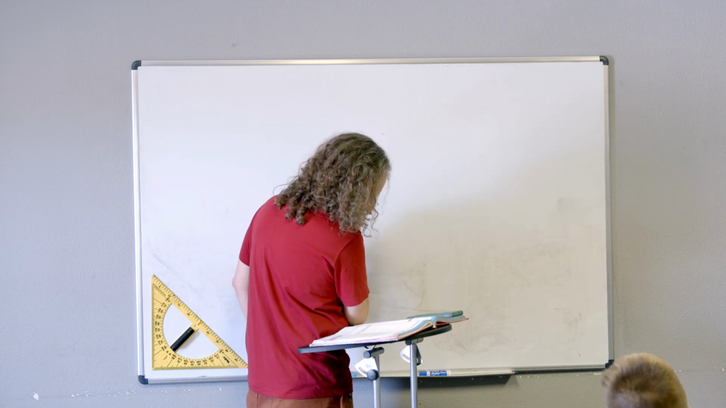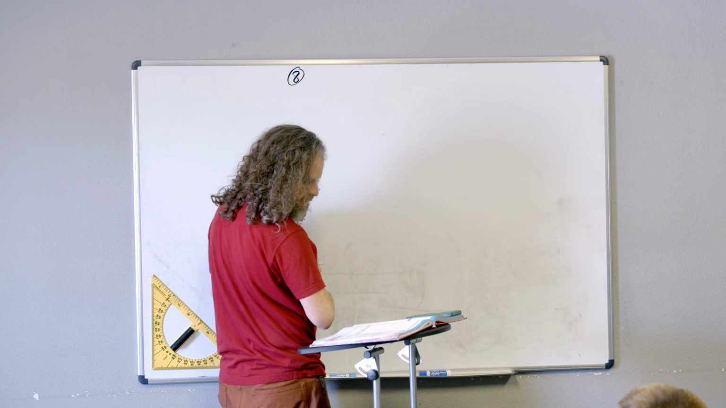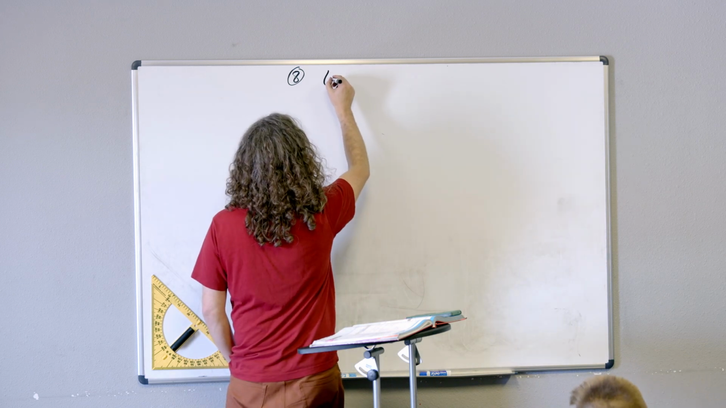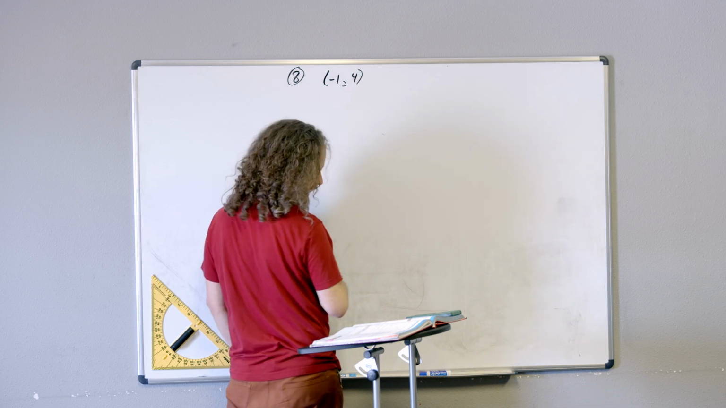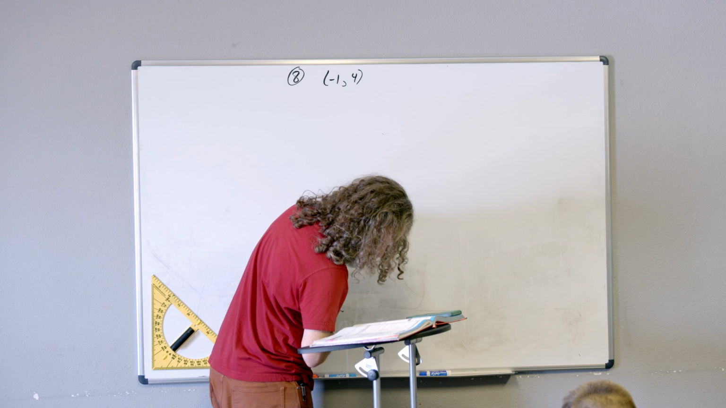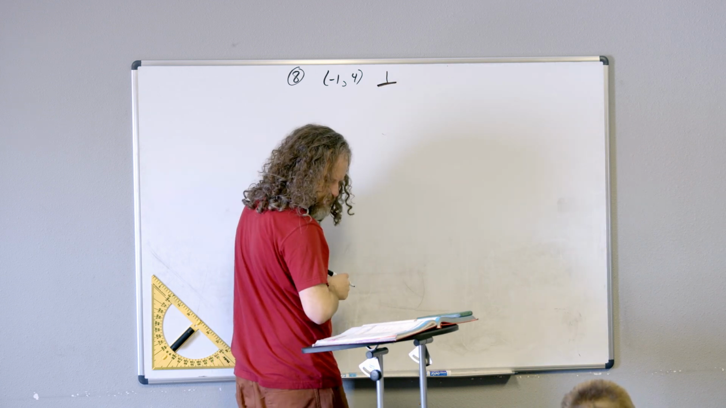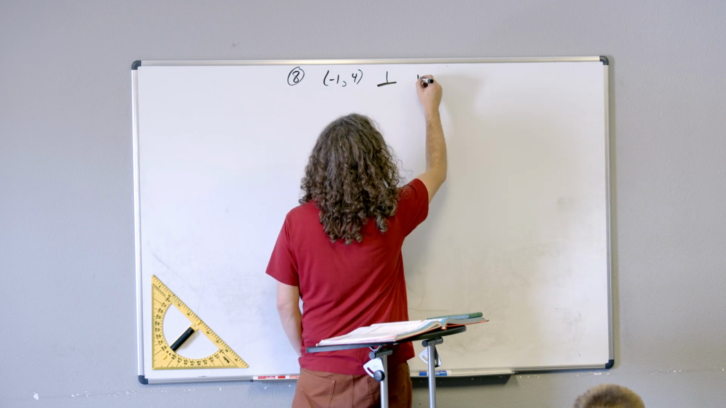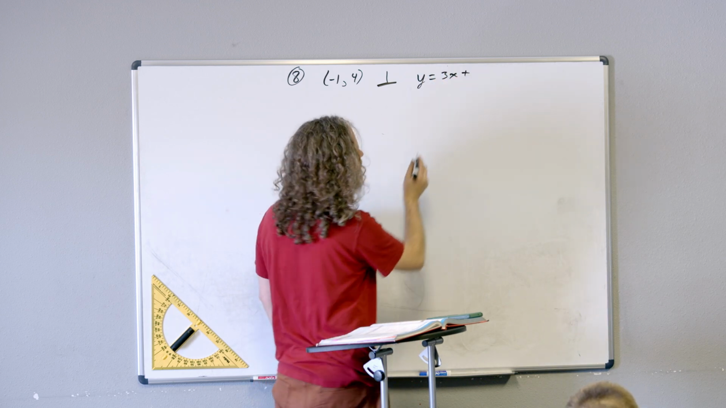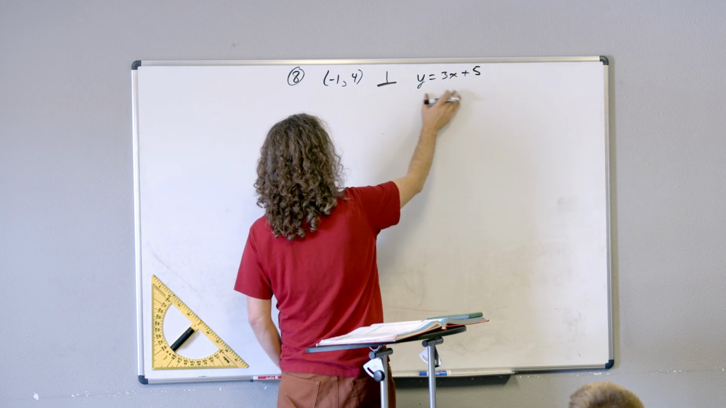Number 8. We are supposed to write the equation in slope-intercept form of a line that passes through negative 1, 4, and is perpendicular to y equals 3x plus, we don't actually care, but 5. So our line passes through this and is perpendicular to that.